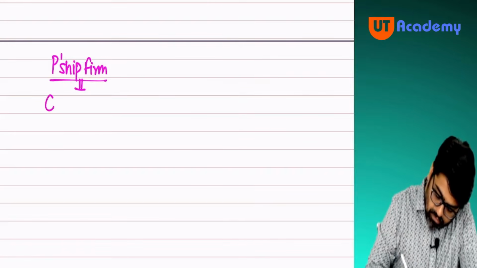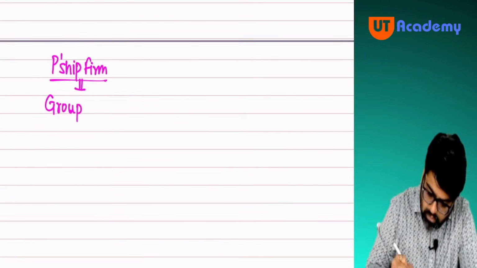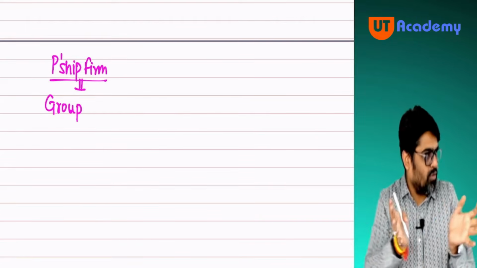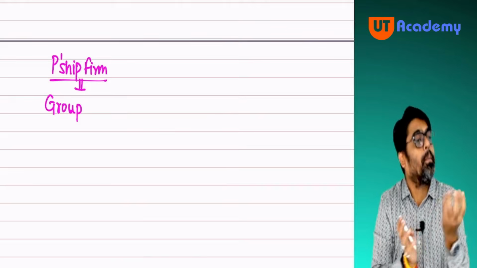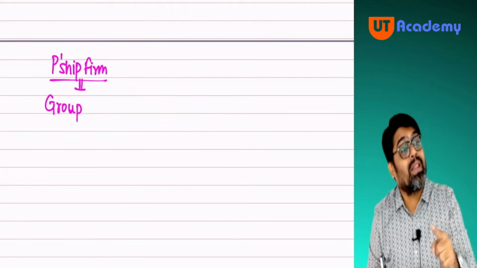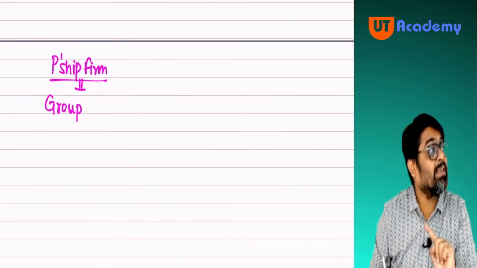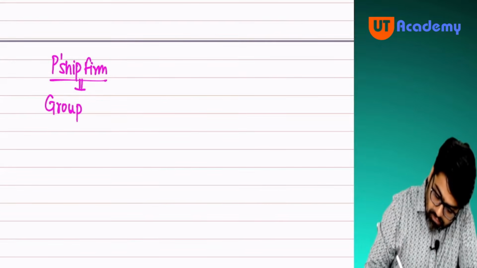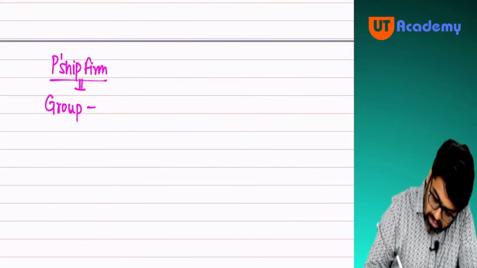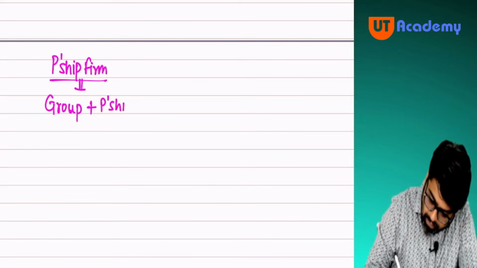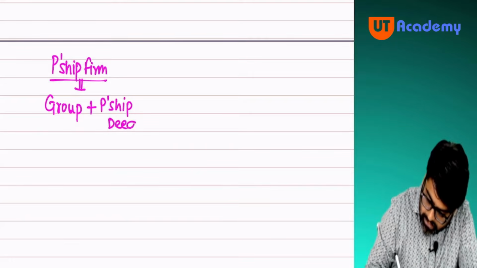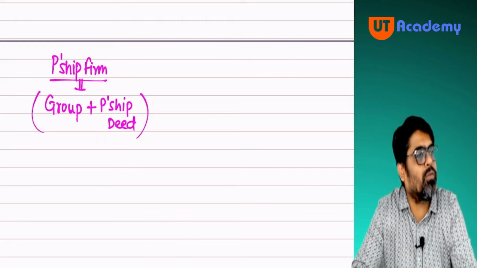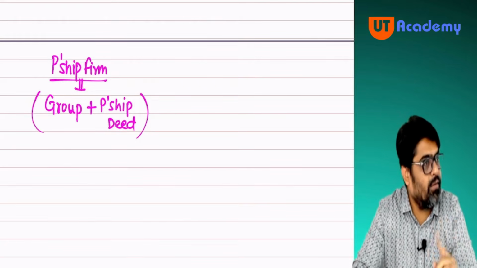Can I say a partnership firm is a group of a few persons? Yes or no? Group only, no? So when a group is formed, that group is known as what? Partnership firm. But in order to call that group a partnership firm, don't you think there has to be a partnership deed also? So whenever a group is formed with a partnership deed, then the group which is formed with a partnership deed is known as what? Partnership firm. Everyone clear about this?